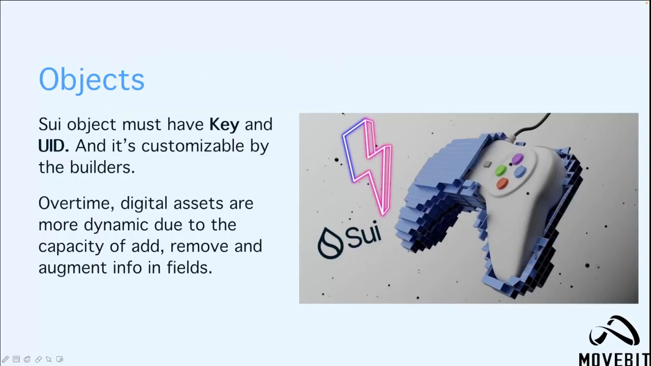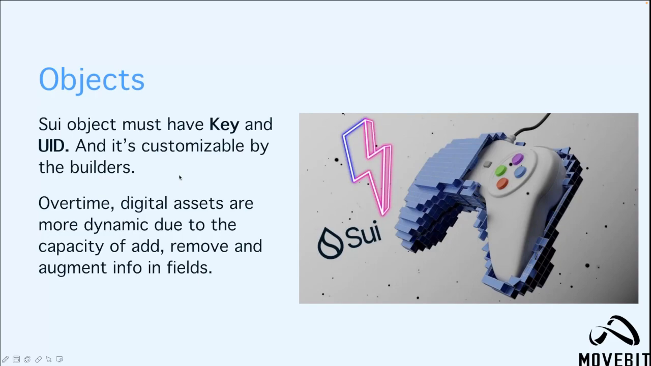So we use struct to build the SWE objects. Each SWE object must have the following two attributes: key and UID. And when viewed on the Explorer, it has five attributes visible: owner, object ID, type, version, and last transaction digest block. Builders can customize these objects by including other fields.